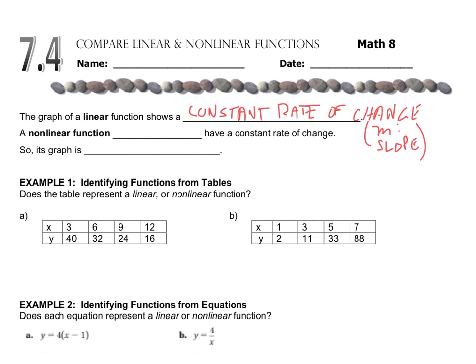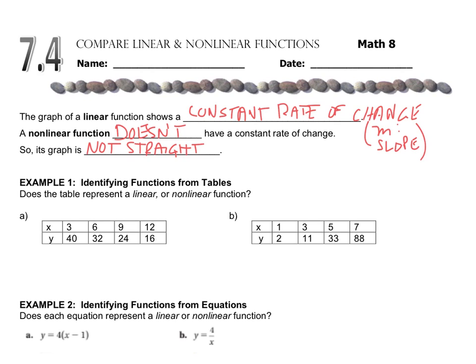The nonlinear function doesn't have that constant rate of change. So the points aren't the same rise over run every time. What happens is the graph is not straight, where we know a linear function that has the constant rate of change is going to be a straight line. The nonlinear doesn't have a constant rate of change, and it's not straight.